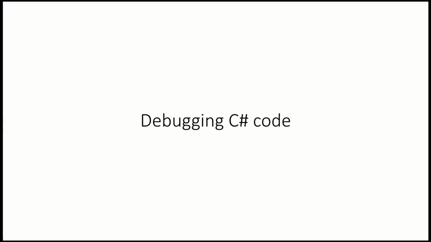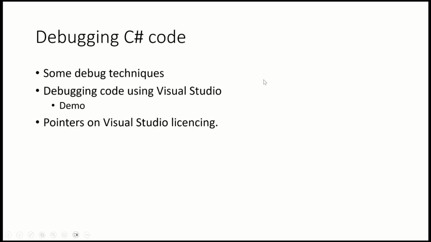In this section of the course, I'd like to talk to you about debugging the C# code. What we're going to do is talk through some of the debug techniques, most of which you should be familiar with from VB scripting. Then I want to show you a demonstration of how we can use Microsoft's Visual Studio to debug the C# code, and then just some pointers on the Visual Studio licensing, which is pretty important.